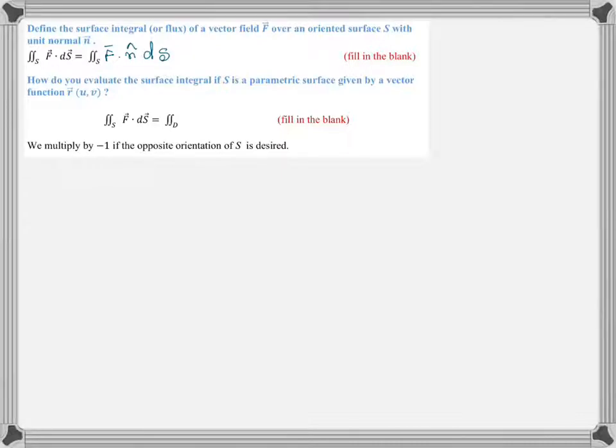How do you evaluate the surface integral over S if S is a parametric surface given by a vector function r of u, v? That is, double integral over S F dot dS equals double integral over D F dot (r_u cross r_v) dA, where D is the parametric domain. And we multiply by -1 if the opposite orientation of S is desired.